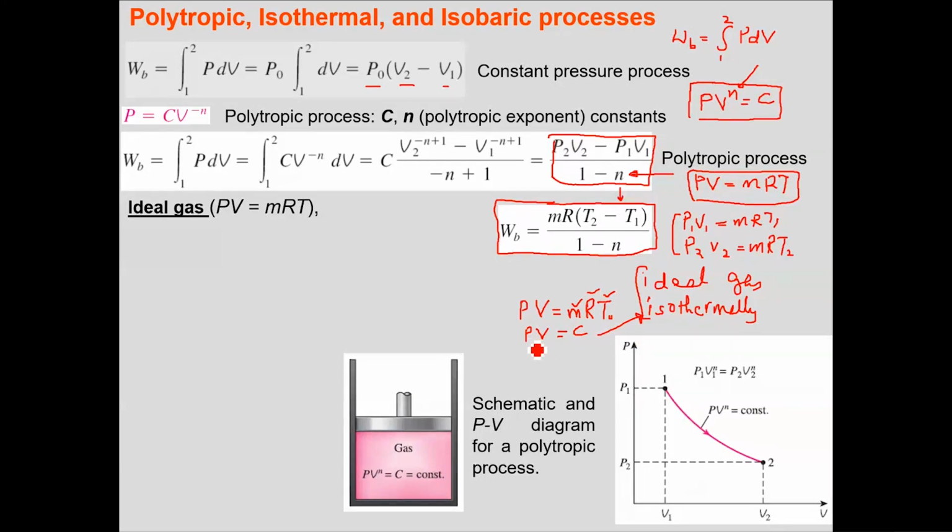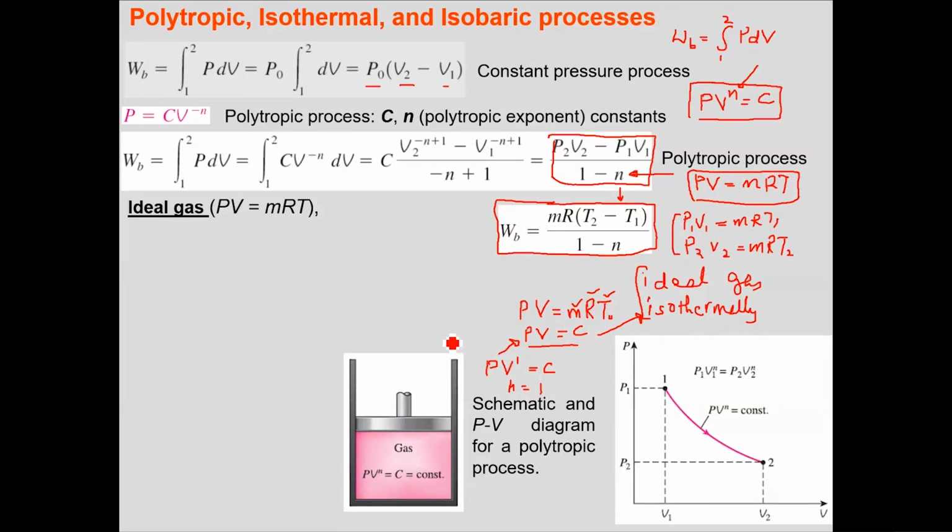If we try to map this on an isothermal process, we know that for an isothermal process, PV to the power 1 is essentially equal to a constant, which is the same thing as an ideal gas following an isothermal expansion or compression. This means that an ideal gas undergoing an isothermal process is equivalent to a polytropic process having n equal to 1. I hope this is clear.